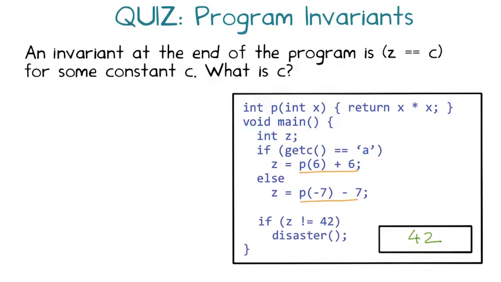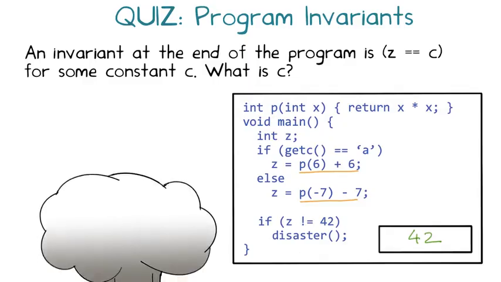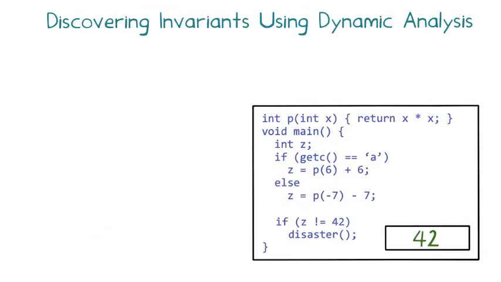Now let us slightly change this program to call disaster whenever the value of z is not equal to 42. Then, notice that the invariant we just discovered is a useful fact for proving that this program can never call disaster. Now let's see how different kinds of program analyses fare at discovering program invariants. Let's first consider dynamic analysis. For simplicity, the shown program has only 2 paths. But in general, programs have loops or recursion, which can lead to arbitrarily many paths.